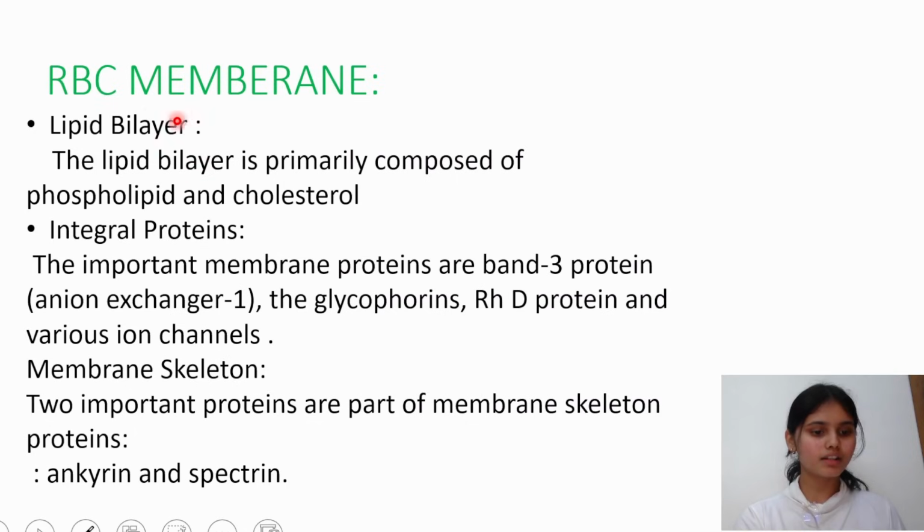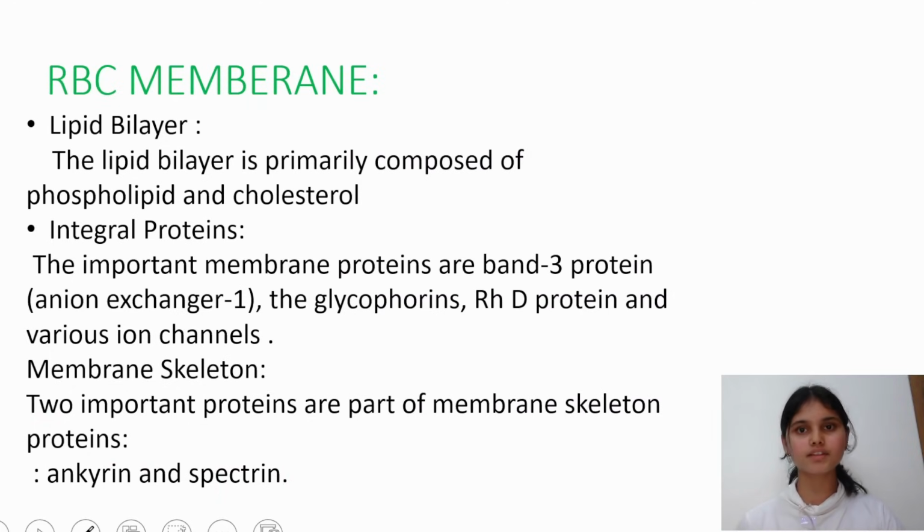But now, lipid bilayer. The lipid bilayer is common in any and every membrane. It is primarily composed of phospholipid and cholesterol. I think you've already studied about this. It has certain integral proteins: band 3 protein, glycophorins, RHD protein. But the main ones are ankyrin and spectrin. Those are the two important proteins.